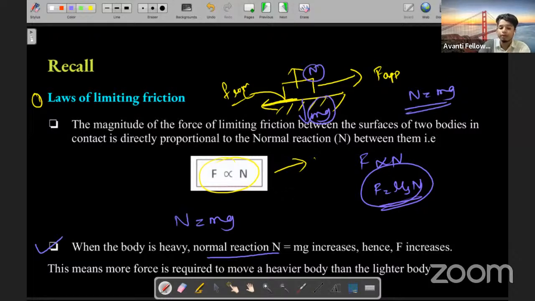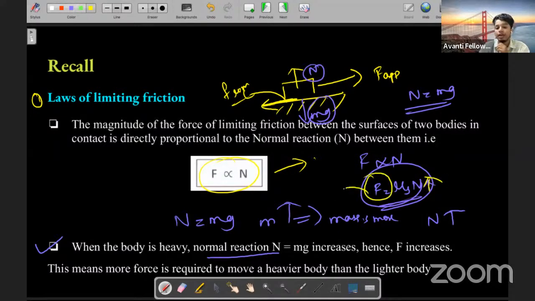Now students, what does heavy mean? Heavy means the mass is more. If the mass is more, then obviously the normal reaction is more. Yes or no, students? Let me know. Yes, okay, very good. So if N increases, then obviously F will increase.